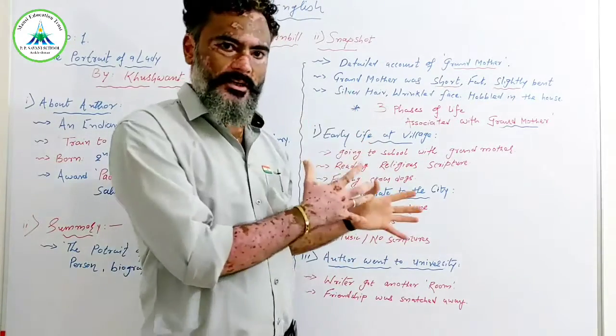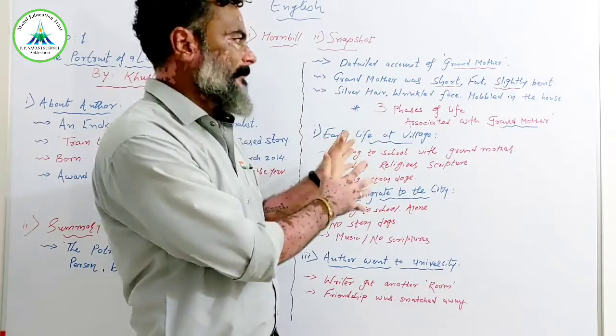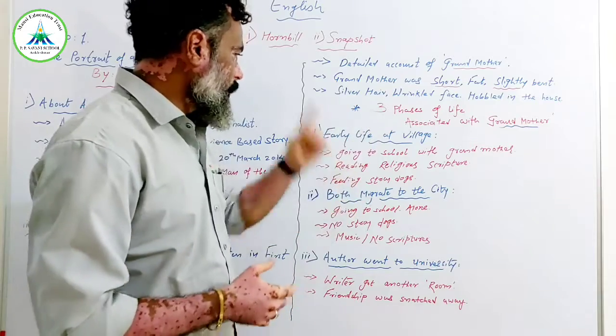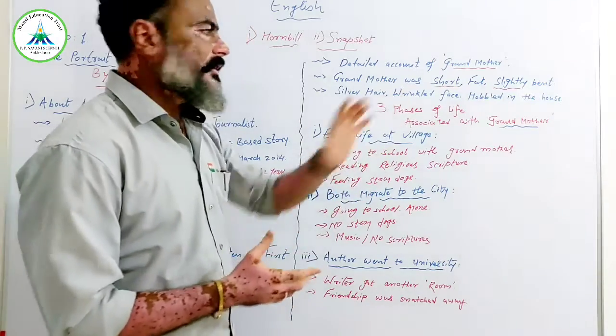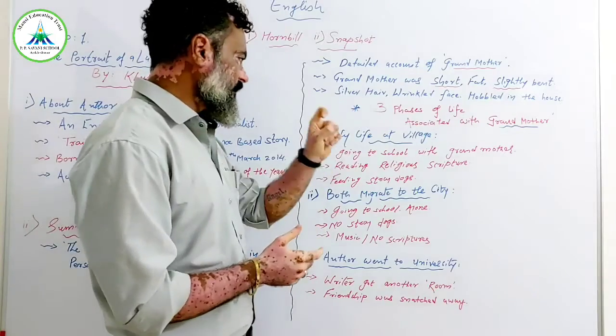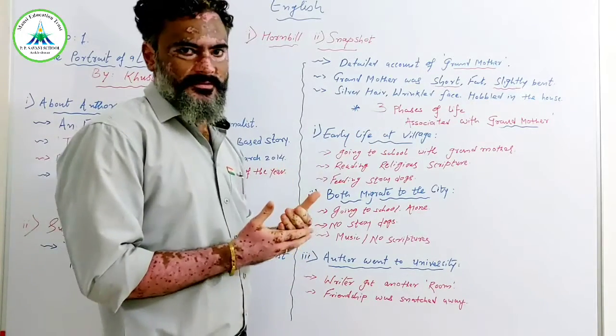This is an orientation of the chapter, or you can say an introduction of the chapter. Khushwant Singh over here has talked about three phases of life which are associated with the grandmother. The first one is early life at village. Now, what comes at early life?